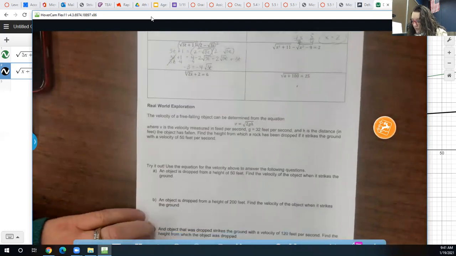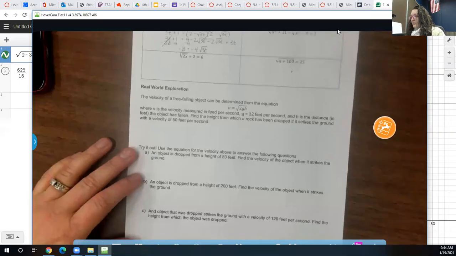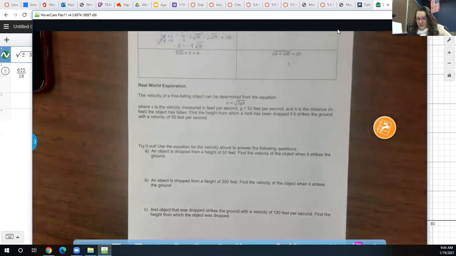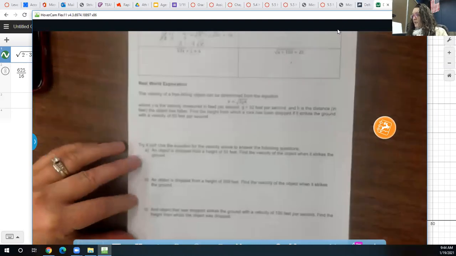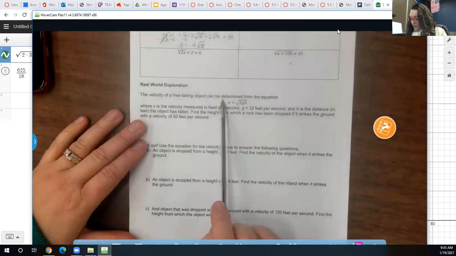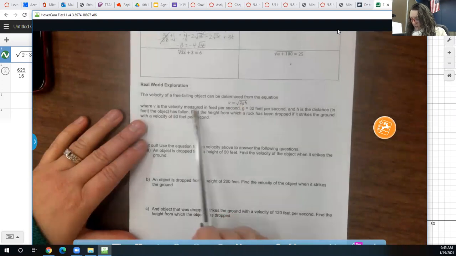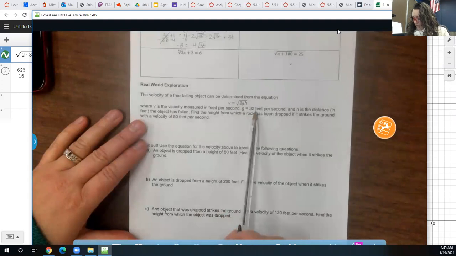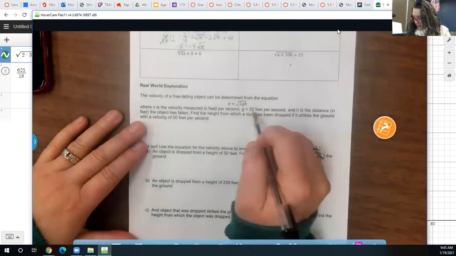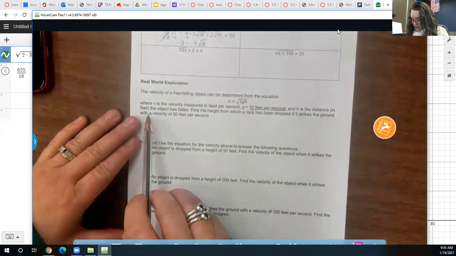So let's look at this down here. This real world exploration. Okay, real world exploration. Let's read this together, and then you're going to try these out on your own for the remainder of the notes. So the velocity of a free falling object can be determined from the equation v equals the square root of 2 times g times h, where v is the velocity measured in feet per second. g equals 32 feet per second squared. Y'all, this is a constant, right? It's always true because it's gravity.